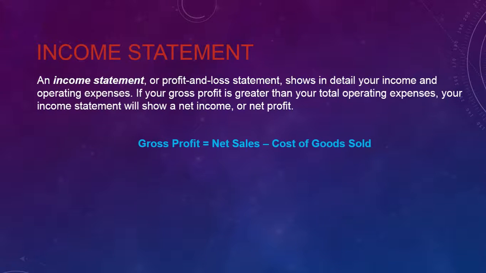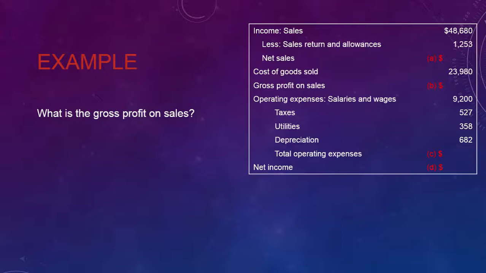So to find the gross profit, you get the net sales and subtract the cost of goods sold from it. To find the net income, remember net income is net profit. It is the gross profit minus the total operating expenses. So let's look at an example. We have a little statement on the right side, a little table, and we want to find the gross profit on sales. If you look at the table, that's really looking for the B value. So before you can find the B value, you need to know what the A value is.